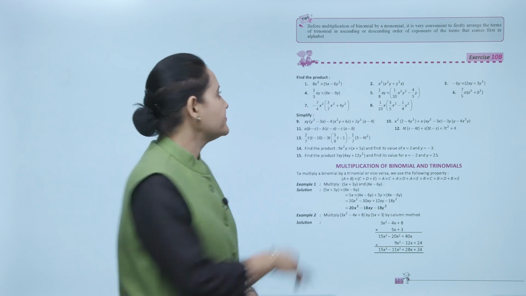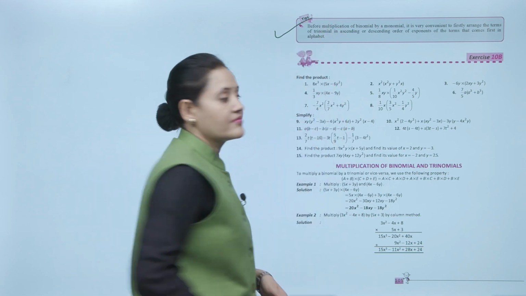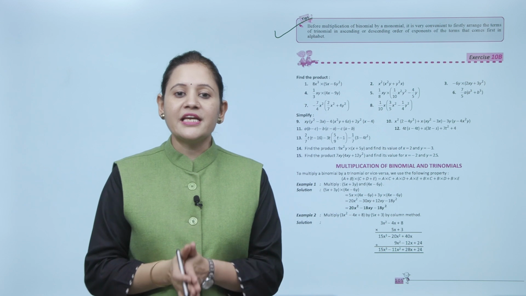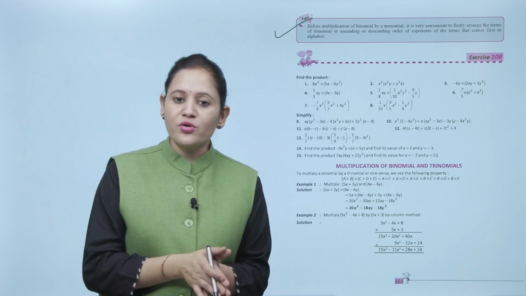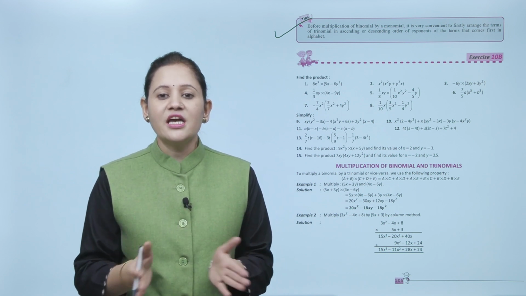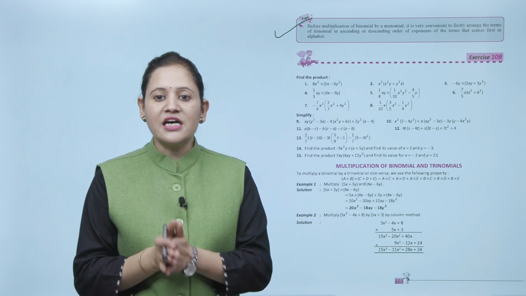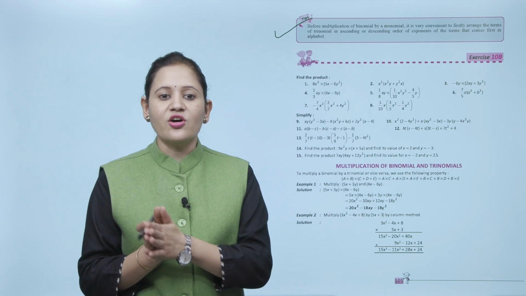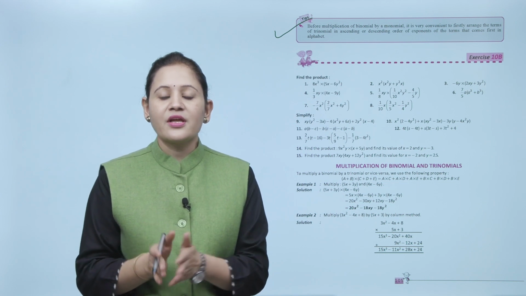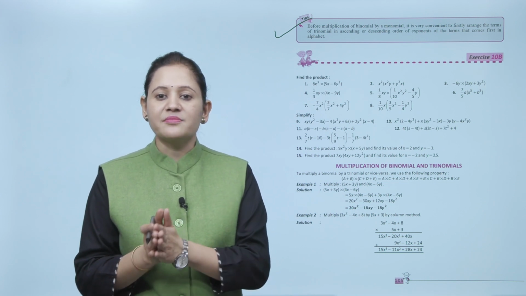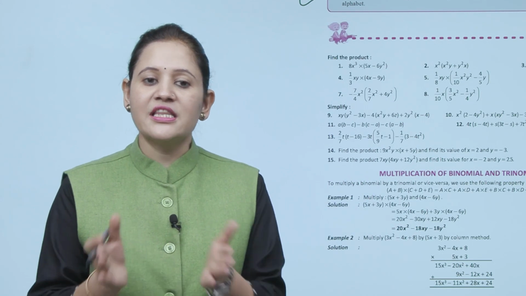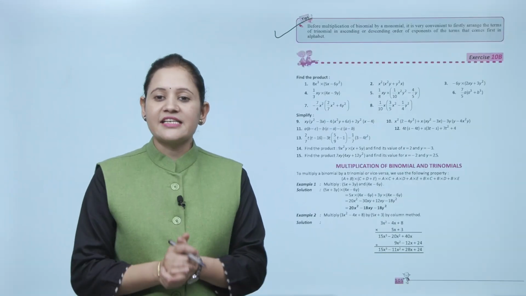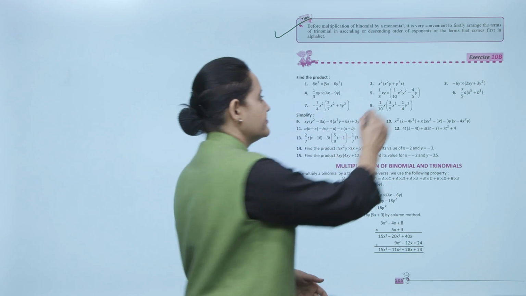Next, tips. Before multiplication of the binomial by a monomial, it is very convenient to first arrange the terms of the trinomial in ascending or descending order of the expression, with the terms that come first in the alphabet first. Next is exercise 10B.